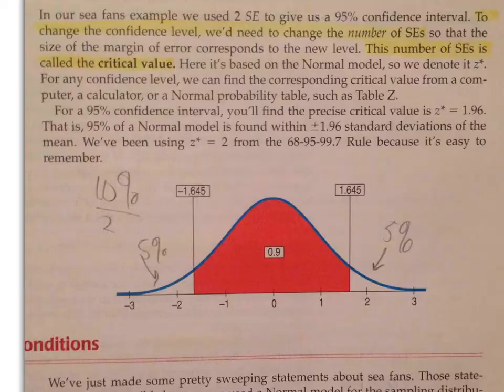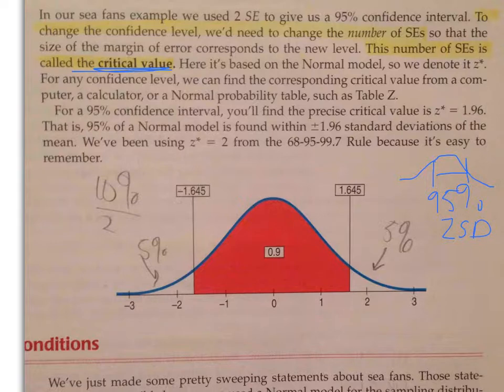Okay, so when we were doing our 95% confidence interval, we said that 95% confidence means that I'm going to be within 2 standard deviations, because we were using that 68, 95, 99.7 rule. So that's fine. That's just an estimate. It's not perfect. So we're going to learn how to find our critical value, which is our z-score, based on our normal model or on our tables, whichever one you want to use, so that we have accurate numbers instead.